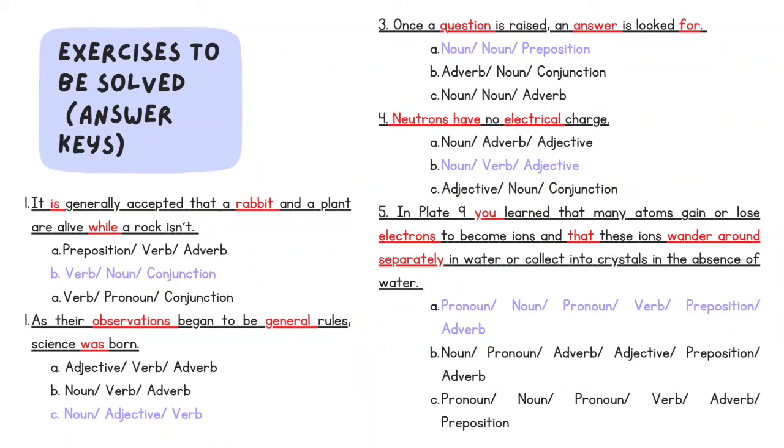Number 4. Neutrons have no electrical charge. The answer is letter B. Noun, verb, adjective. Number 5. In plate 9, you learn that many atoms gain or lose electrons to become ions and that these ions wander around separately in water or collect into crystals in the absence of water. The answer is letter A. Pronoun, noun, pronoun, verb, preposition, adverb.